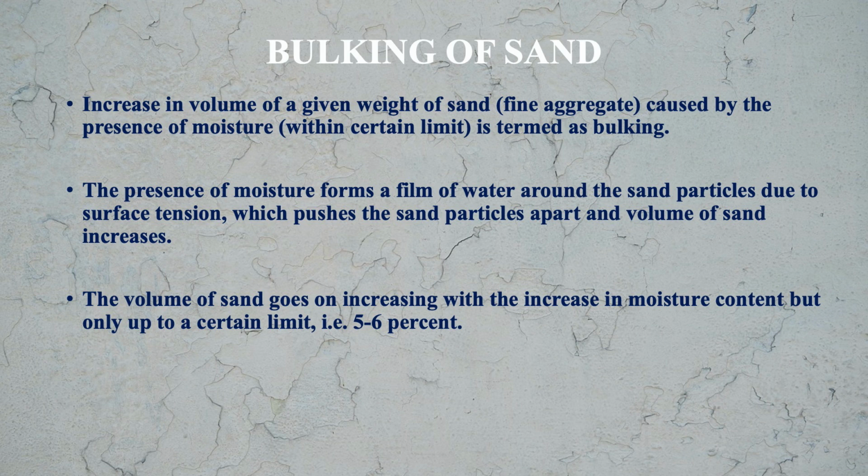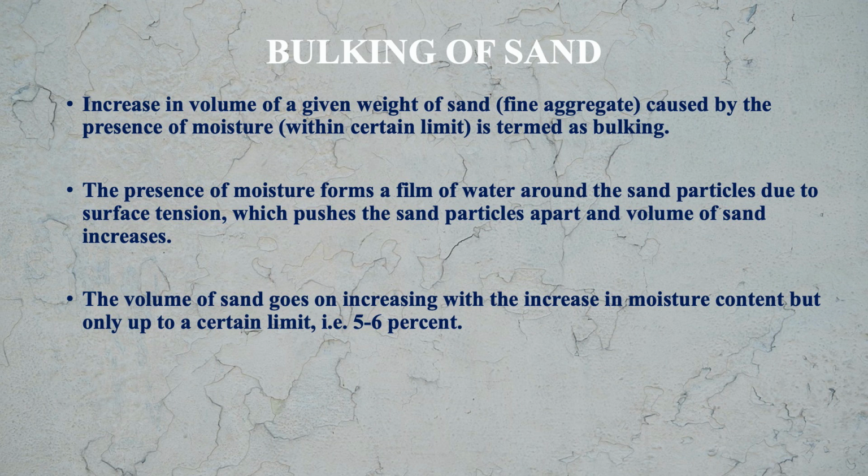Now, next very important process or phenomenon is the bulking of sand. Increase in volume of a given weight of sand, that is the fine aggregate, caused by the presence of moisture within certain limit is called bulking. What does bulking mean? Up to certain limit of the moisture presence, an increase in the volume of the fine aggregates occurs. So this phenomenon is called bulking.